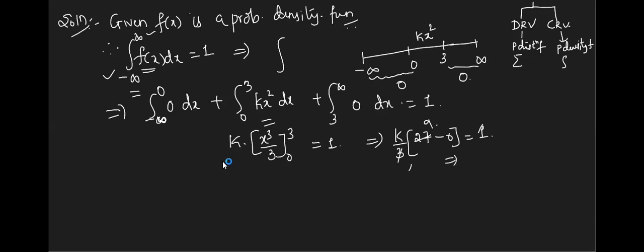So it is like 9k is equal to 1. I want the value of k. So 9 should be taken to the other side, right? What is the value of k? 1 by 9. Yeah, 1 by 9.